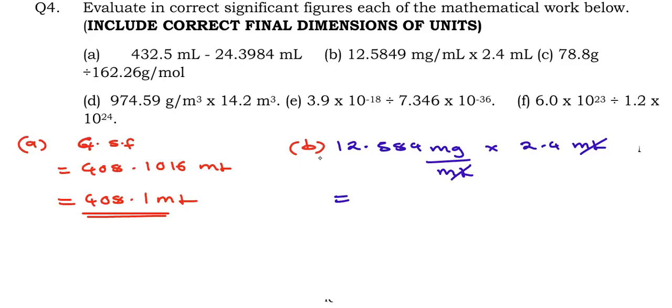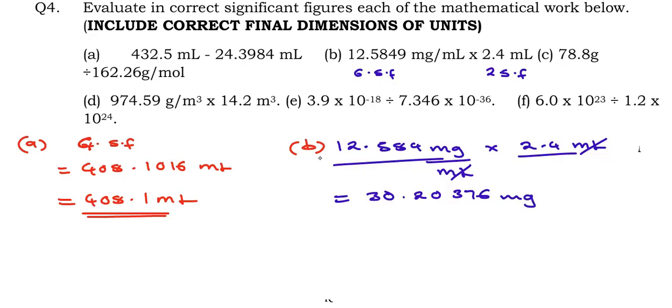So before I multiply out, I said that the second thing you are going to do, after we deal with the units, is to consider the significant figures. Here we have 2 significant figures. Here we have 1, 2, 3, 4, 5, 6. Here we have 6 significant figures. So our answer should be 2 significant figures. So multiplying this and this, we get 30.20376 milligrams.